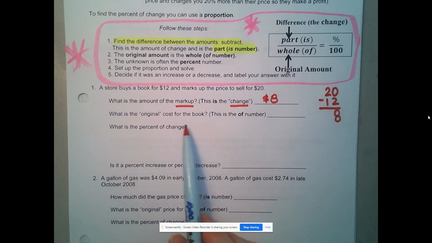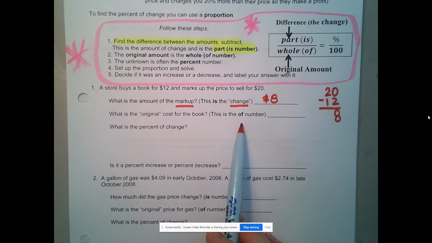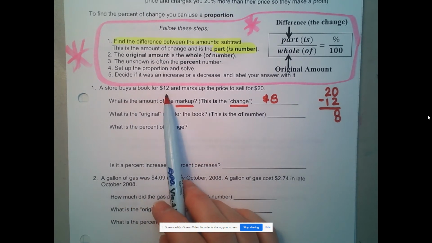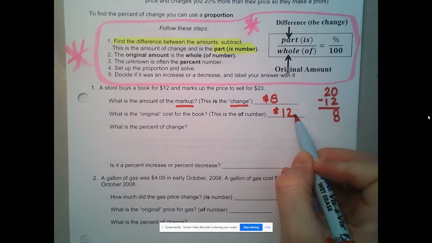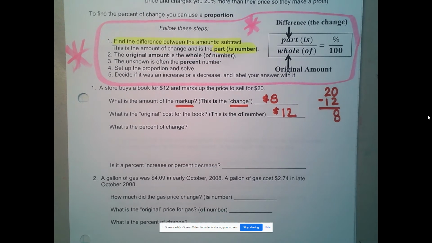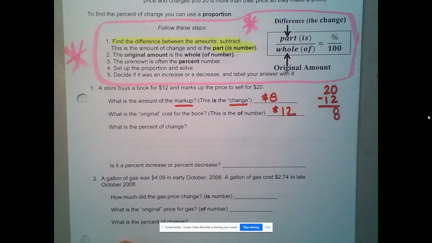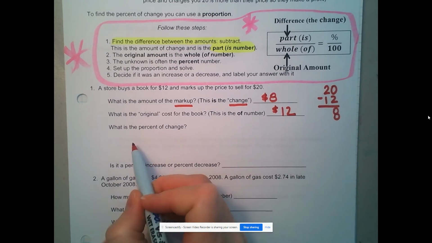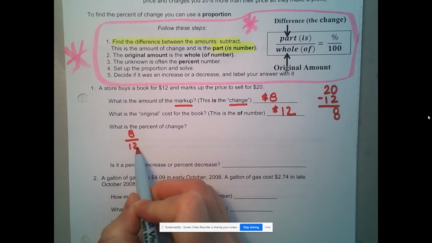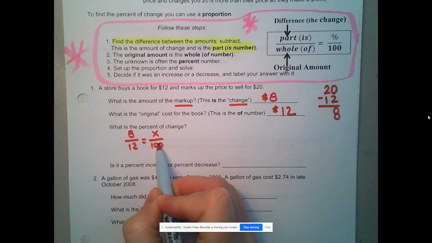What was the original cost of the book? This is your of number. So a store buys a book for $12 and then marks it up. So the original price was 12, then it went to 20. What is the percent of change? So your part, your difference goes on the top. So we're going to put the 8 over the original 12 equals x over 100%.